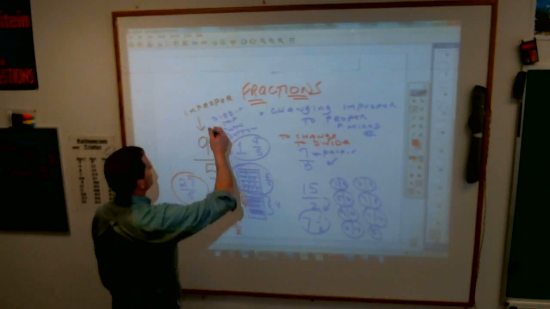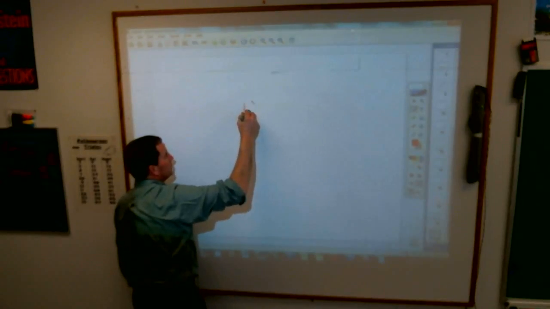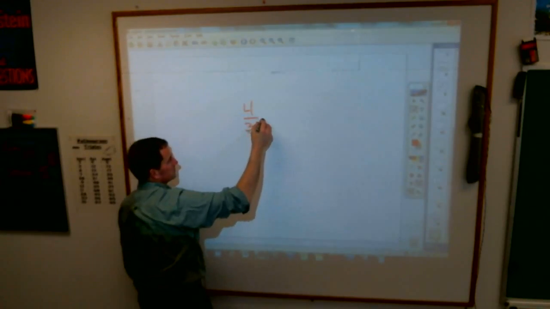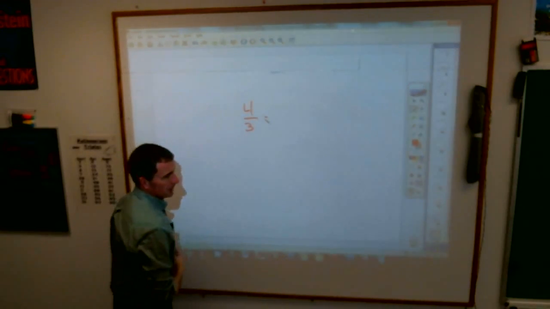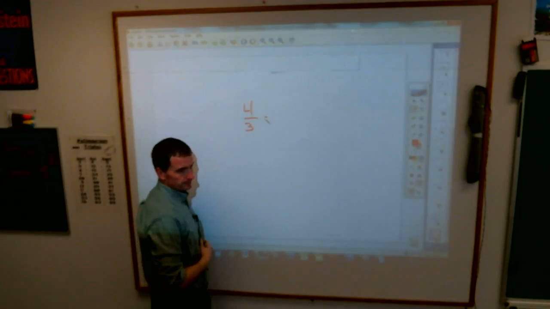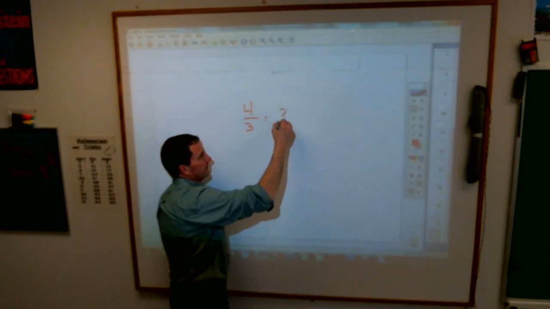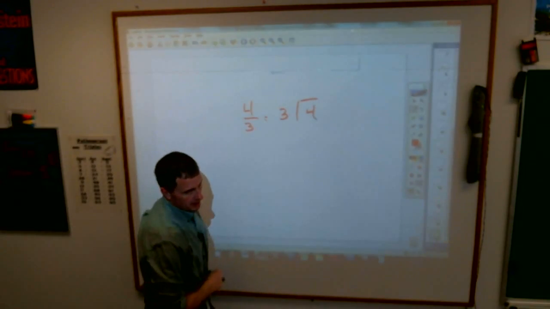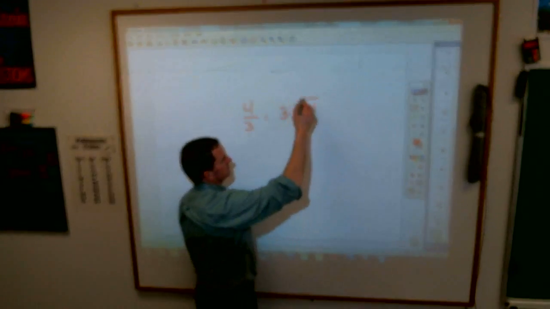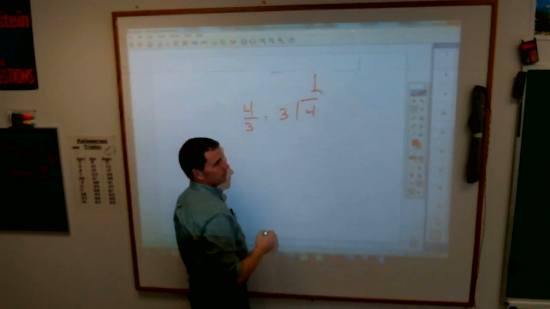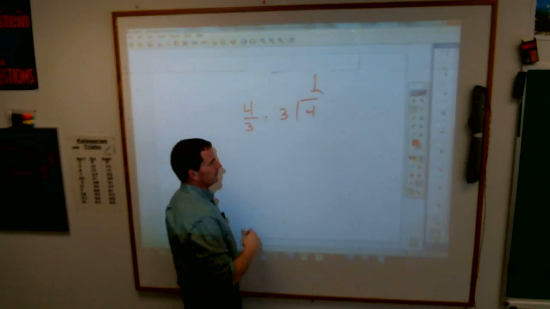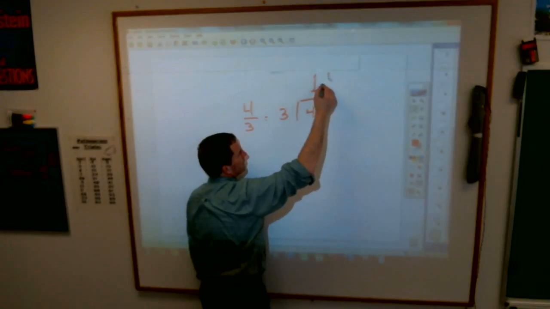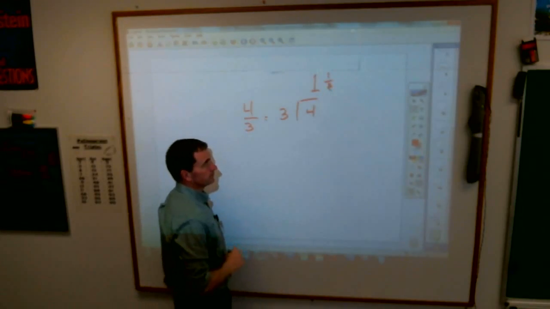Let's look at a couple more examples here. And you might be able to do some of this pretty simply. 4/3 changes to what mixed number? If you divide the 3 into the 4, what do you get as a mixed number? How many times does 3 go into 4? 1 whole time with what left over? Matthew? 1 and 1/3. Yeah, 1 and 1/3.